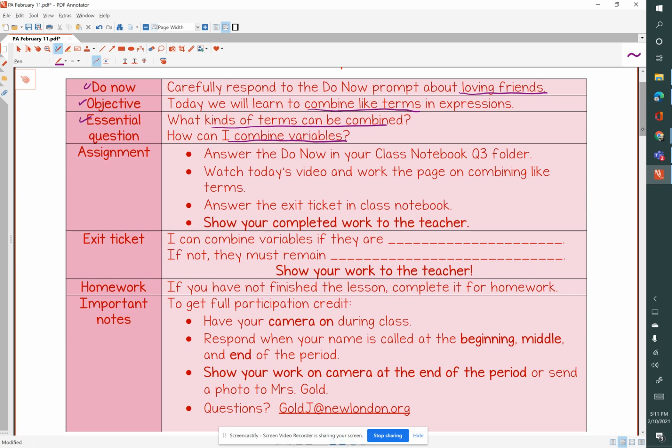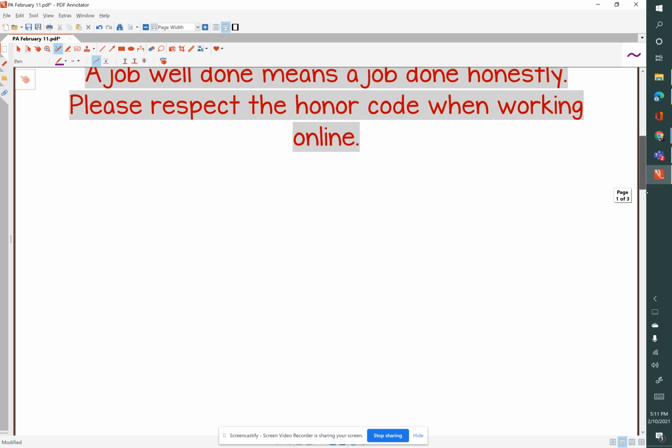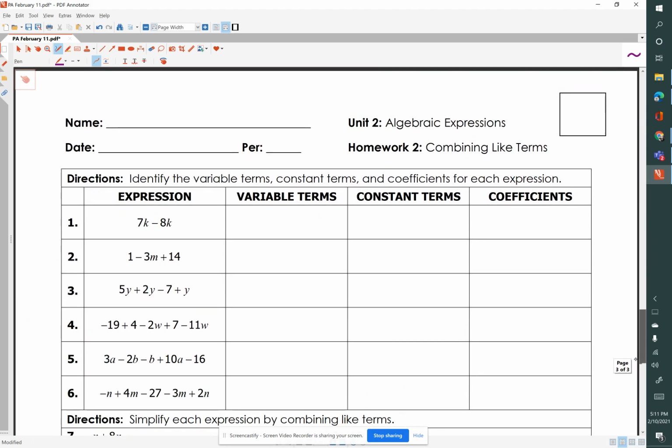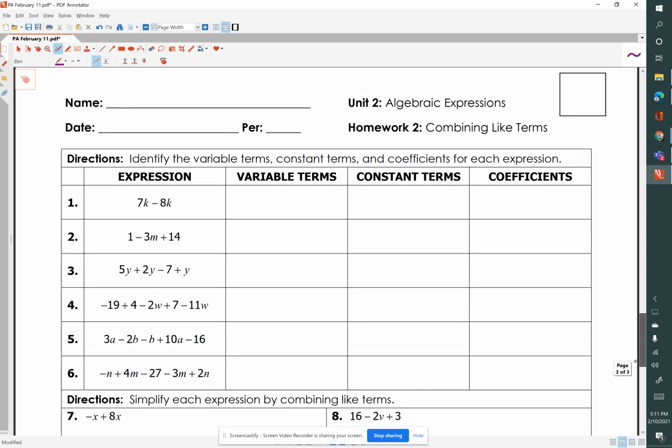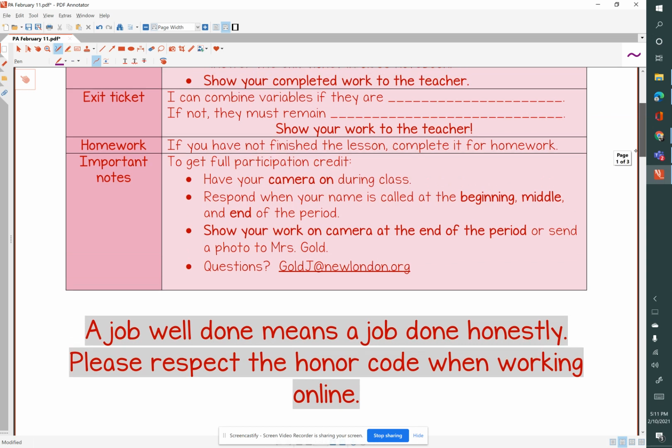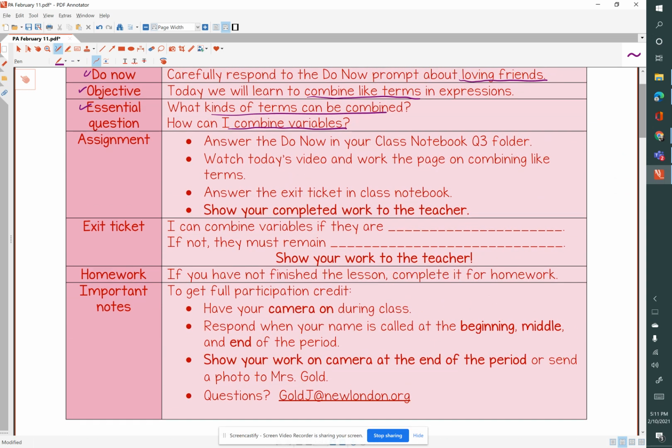So the pages we're going to work on, we'll get down to that, is we're going to work on this page right here, combining like terms. I know it says homework on it, but we're going to do it together in class. It's got some great practice.